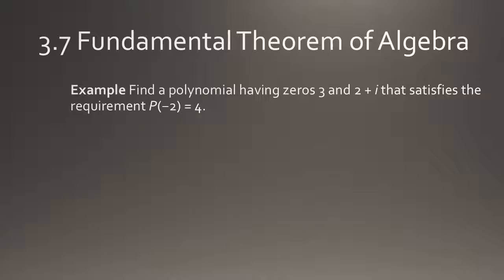So, if we're going to find a polynomial having zeros 3 and 2 plus i that satisfies the requirement p of negative 2 equals 4, if you want to, pause this recording, give it a try, and then resume the recording to see how you did.